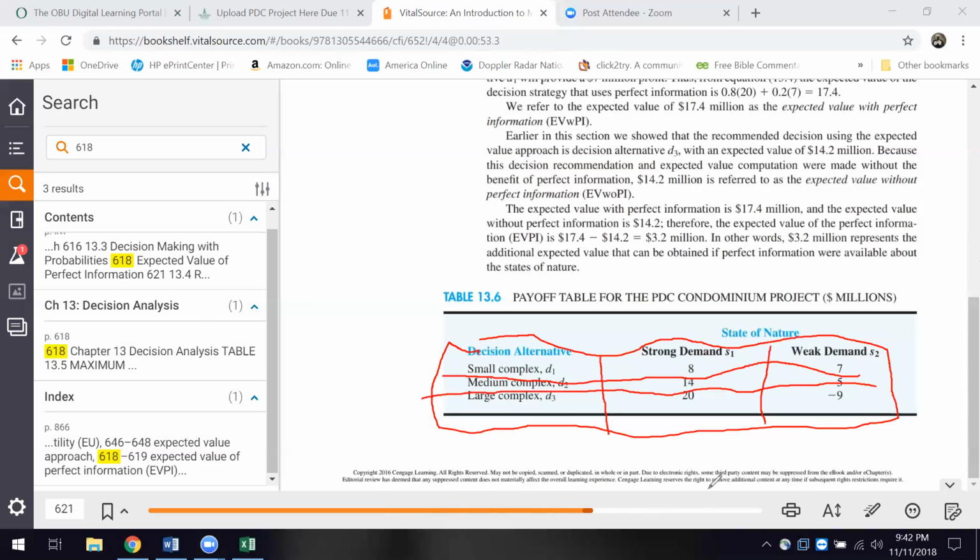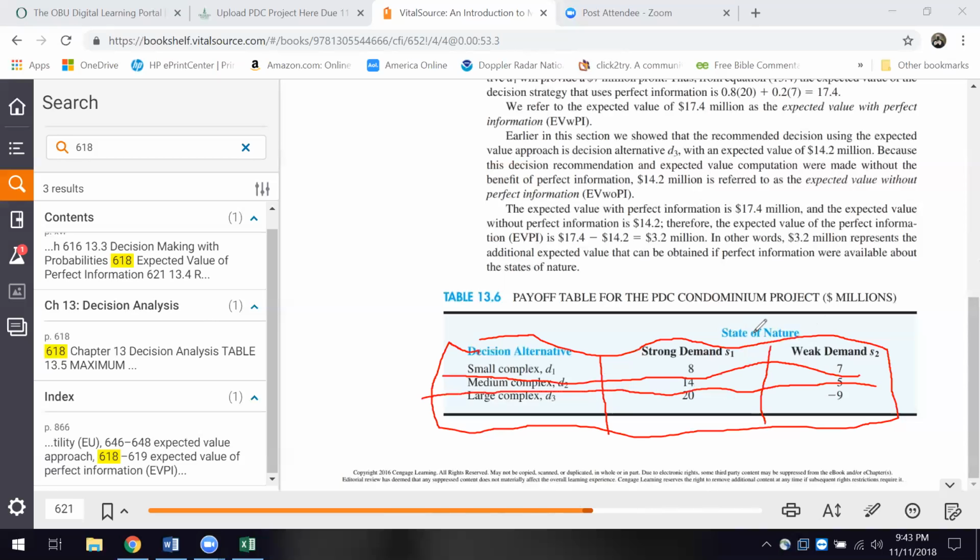And then there are those situations where we make the correct decision, and those times when we don't at all. And so we have some decision alternatives, three of them here, and we have our states of nature: the demand is strong, or we have weak demand.